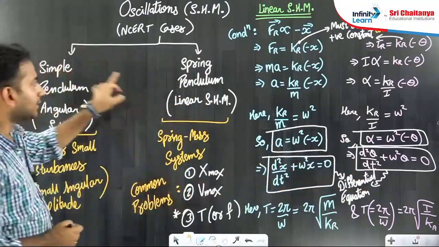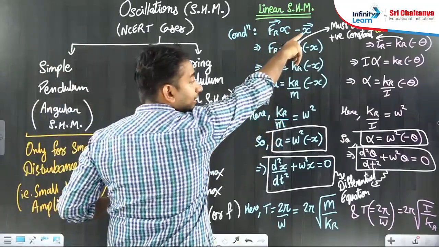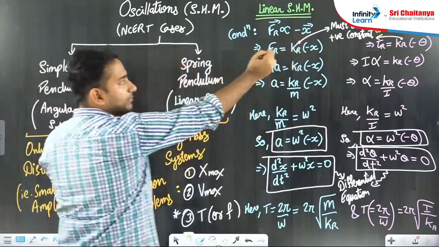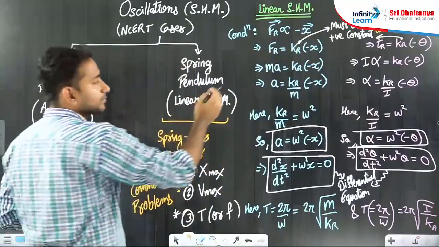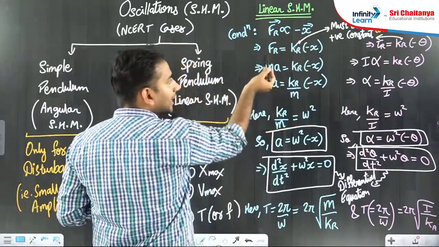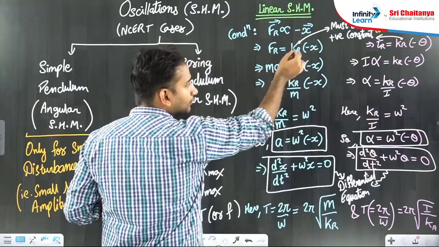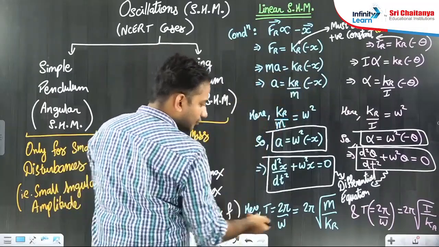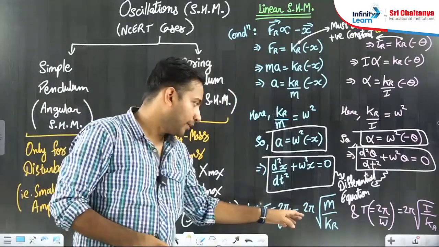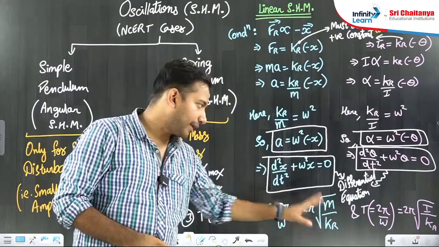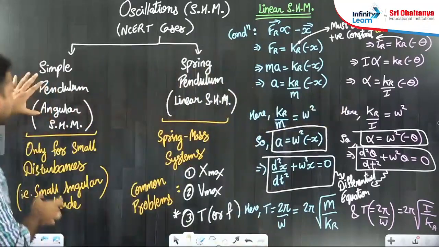How? Sir, linear SHM or spring pendulum, if we talk about, we will displace the particle. We will provide the particle x disturbance from its mean position. We will displace the particle linearly. We will calculate the restoring force. By comparison of the restoring force, we will get the value of kr, restoring constant, and finally in the time period we will keep 2 pi under root m by kr.